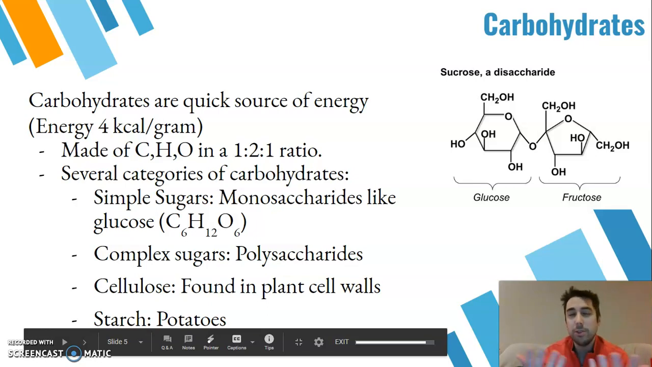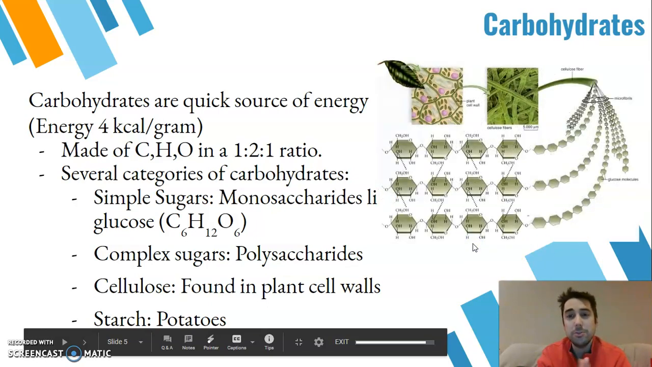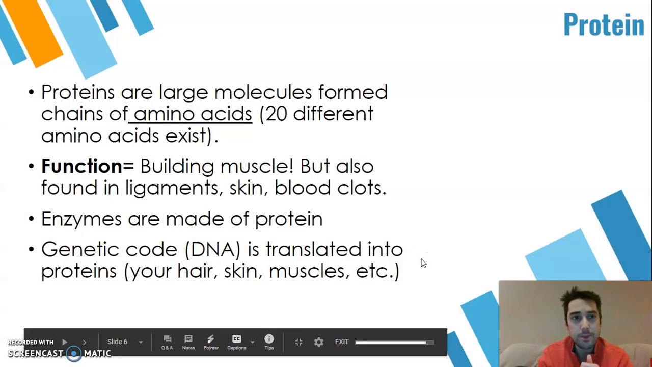But the big thing is they give us a lot of quick energy, 4 kilocalories per gram, and we find them in the general 1 to 2 to 1 ratio. C6H12O6 is glucose. We primarily find them in fruits, vegetables, grains, and pastas. We can chop them up and use that energy for our body for later.